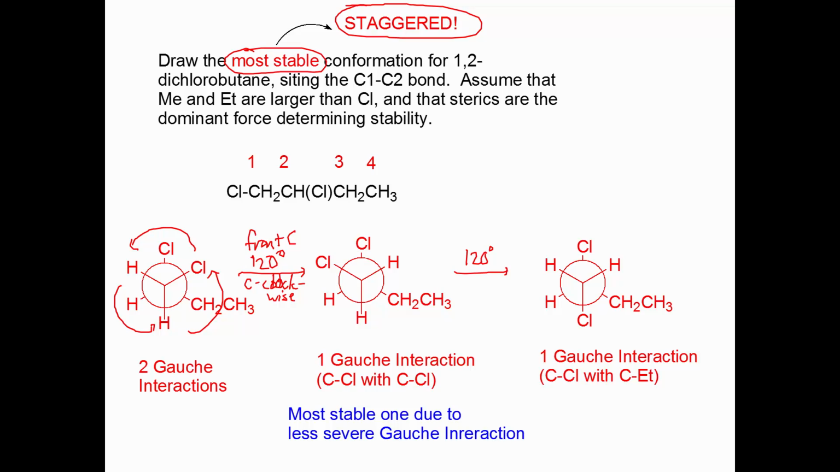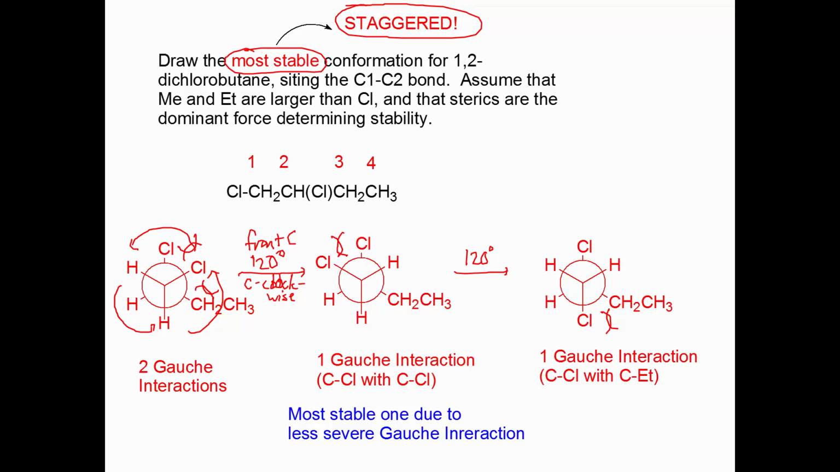All right, so let's identify the gauche interactions here that are in our staggered conformations. There's one, here's one, but the ethyl is not involved in any sort of gauche interaction, and the only gauche interaction here is with chlorine. Okay, so the left one has two gauche interactions. We're going to deselect that one as not a candidate for being the most stable one, because all the others have fewer gauche interactions, and thus they can be candidates for being the most stable.